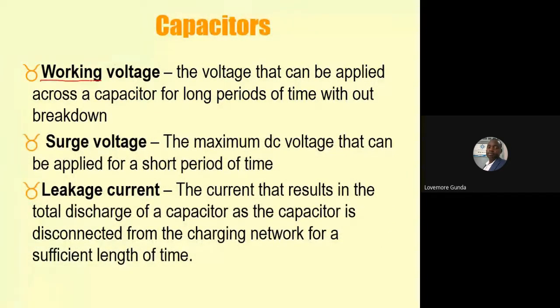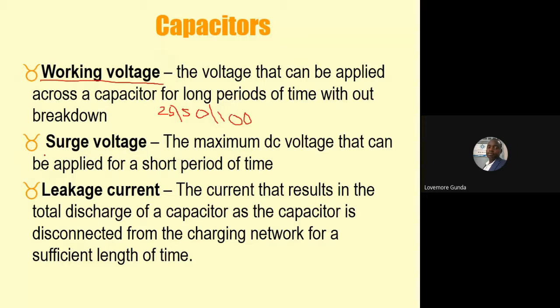Then there's what is called the working voltage. This is the voltage that can be applied across the capacitor for long periods of time without breaking it down. So that's why I'm saying you can have a 25 volt capacitor, a 50 volt, 100 volt, and the like. These are the working voltages, the safe voltages, which if you can keep a capacitor there for some time, it will still operate well.